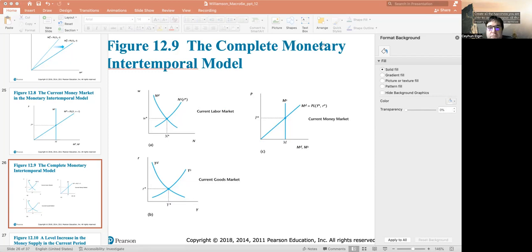So basically, on top of these two diagrams, we just add another diagram in chapter 12. So these two diagrams are from chapter 11. We add another one here to basically make this a monetary intertemporal model. The model that we considered in chapter 11 with these two diagrams was the real intertemporal model. Now this is the monetary intertemporal model.